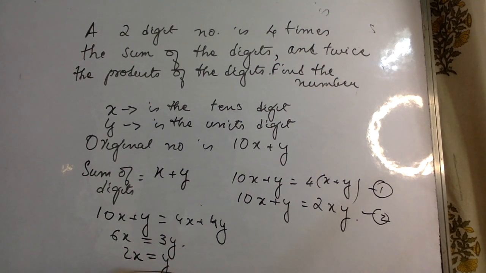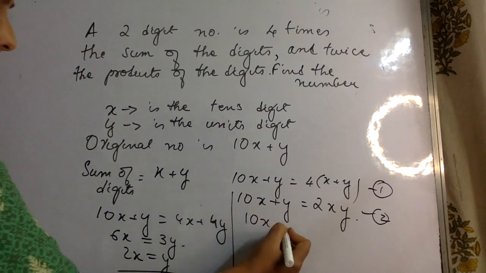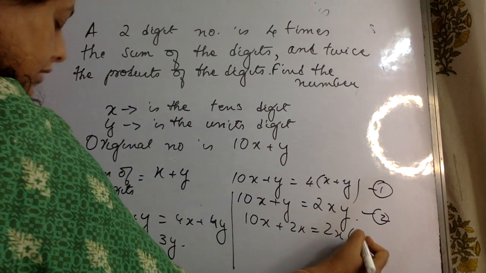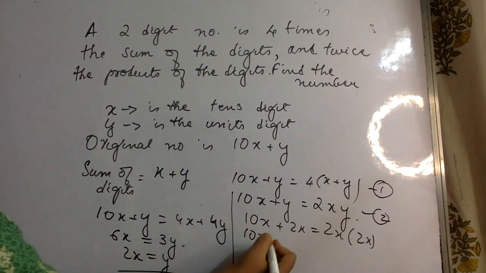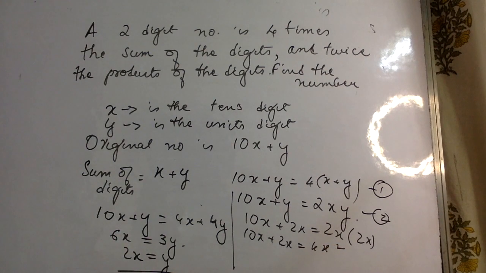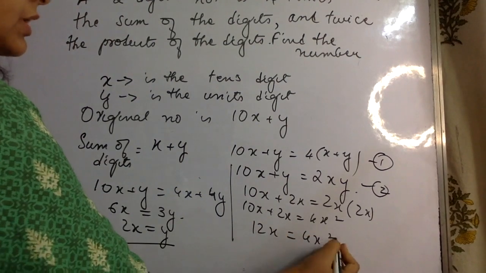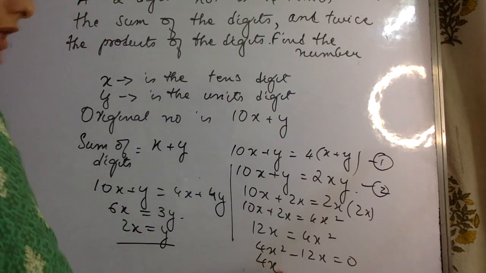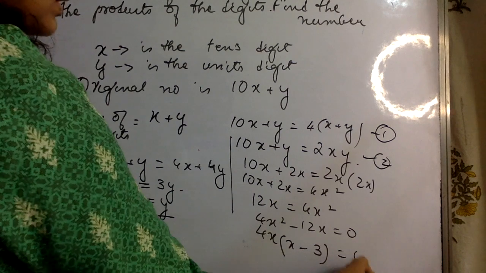Now this value I'll try to substitute here. Here I have y: 10x plus 2x, and in place of y I'll put another 2x. Let me see what I get. Plus 2x is 4x square. So on this side I have 12x and on this side 4x square. So 4x square minus 12x is 0. 4x times (x minus 3) is equal to 0.